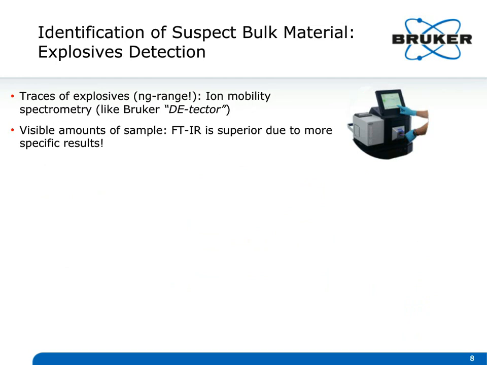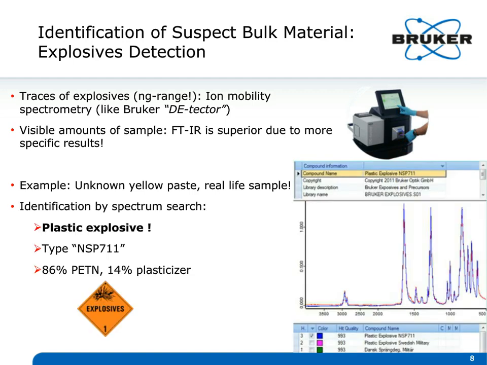So if you look at sensitivity, as I mentioned in my introduction, you could actually use something similar to an ion mobility spectrometer. Bruker sells a wide range of spectrometers. These are very nice for looking down in the nanogram region. But you can also look, in this example, at an unknown yellow paste and very nicely be able to pick up that it's a plastic explosive and type it, where you have 86% PETN and 14% of the plasticizer. And the results are very accurate in being able to do the identifications.